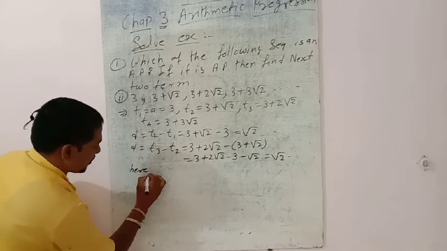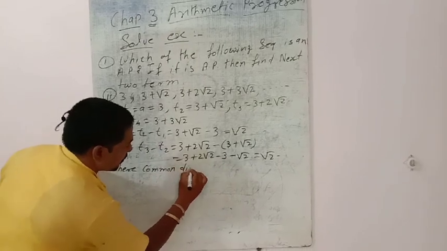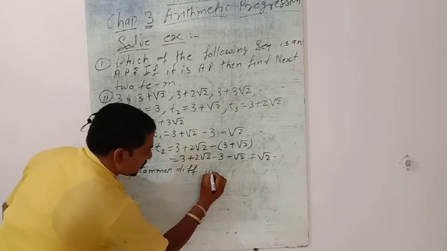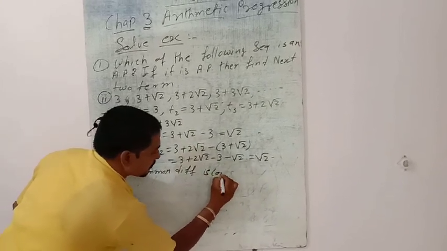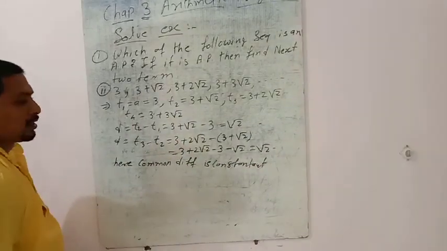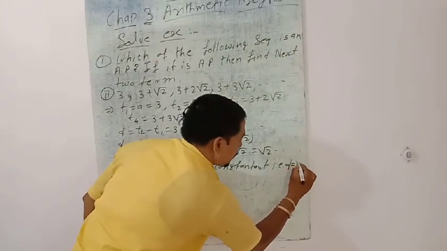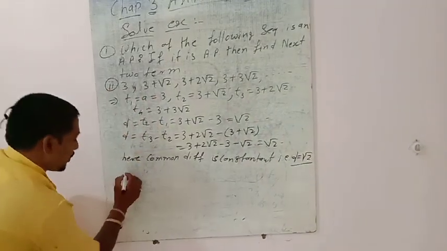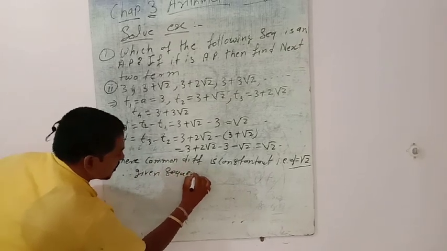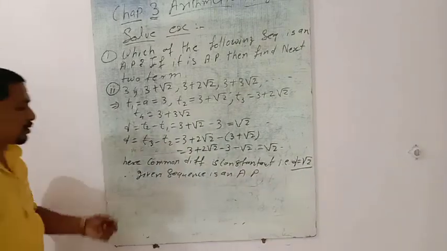Here the common difference is constant, that is, D is equal to under root 2. Therefore the given sequence is an AP.